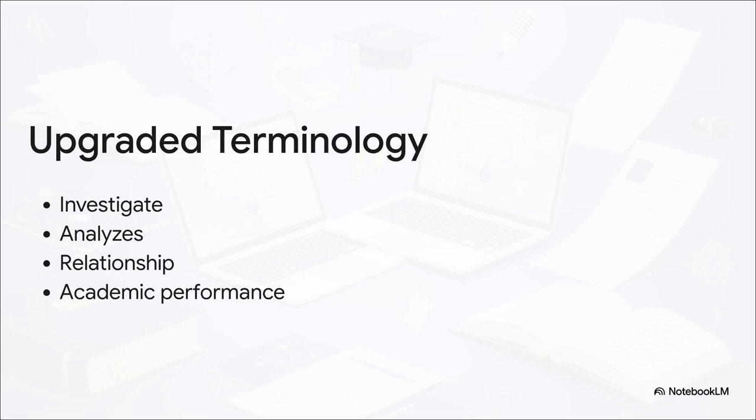Let's break down exactly why that second sentence sounds ready for university submission. It really comes down to upgraded terminology. Investigate becomes analyzes. A vague word like impact becomes a precise relationship, and it defines the outcome specifically as academic performance rather than just a broad term like education. This is exactly how you build a stronger sentence piece by piece.